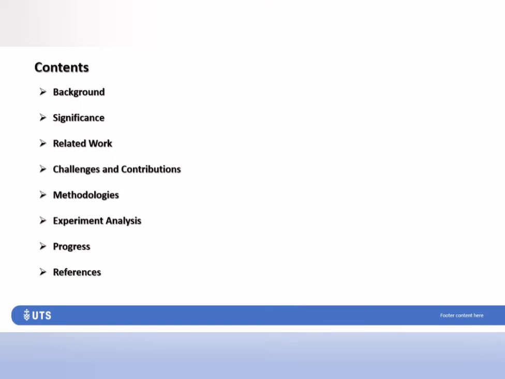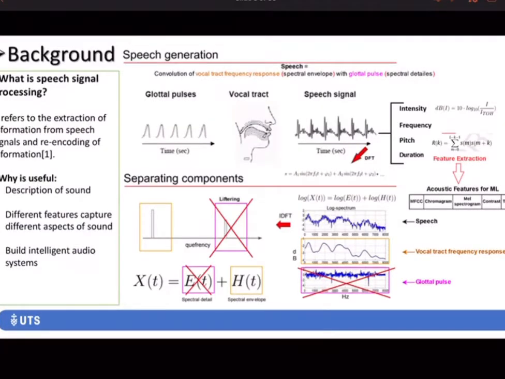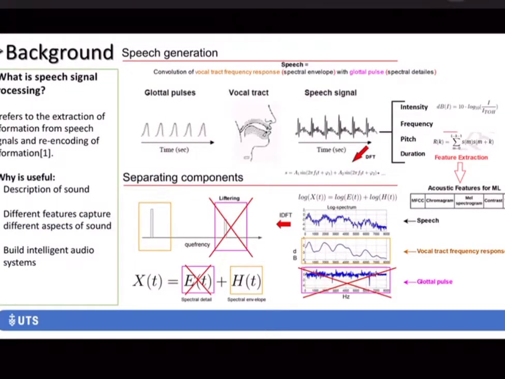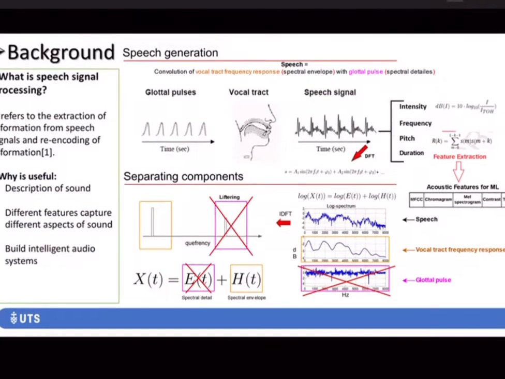That's why I would like to talk a little bit about the application of signal processing, and then I will talk about the research significance and our new approach to speech emotion recognition. After that, I will share experiment results and limitations. Speech signal processing refers to decoding and encoding the information from the speech signal. This is very useful because we can describe the voice signal by applying different acoustic features and then use that feature information to build an intelligent audio system.